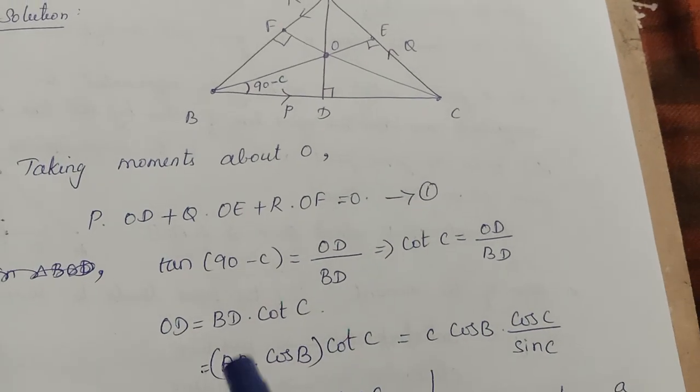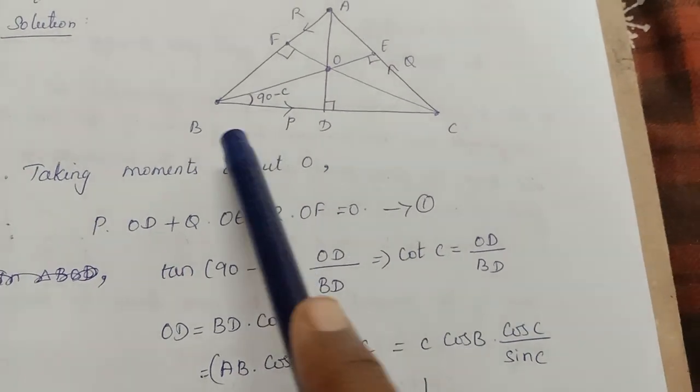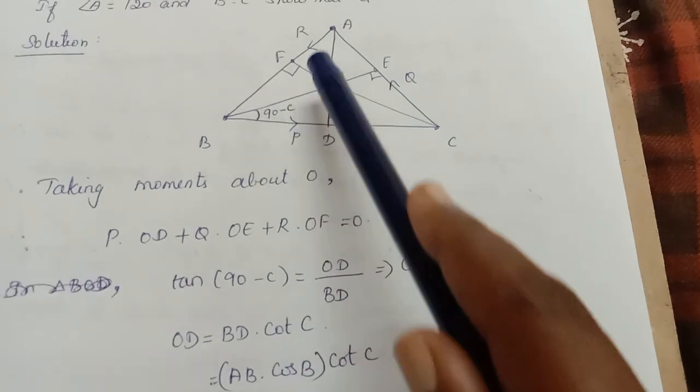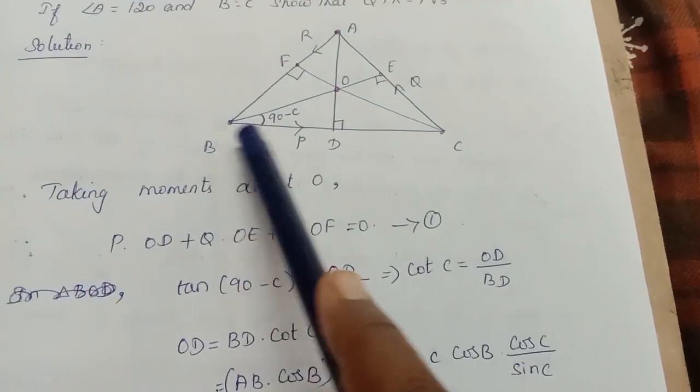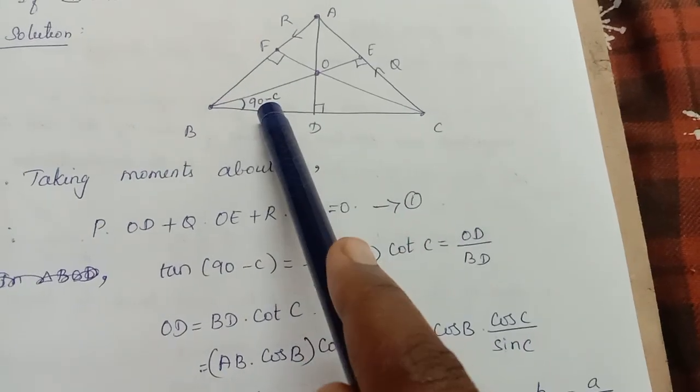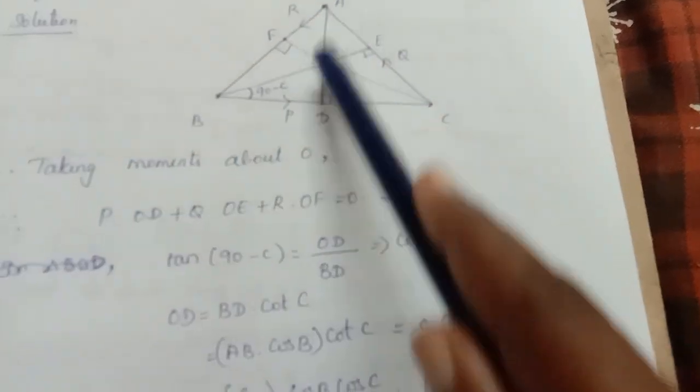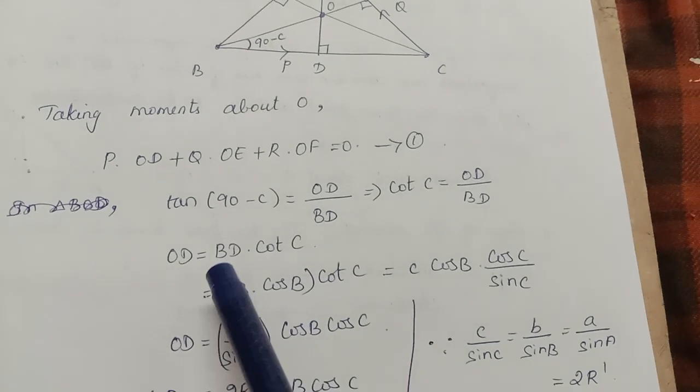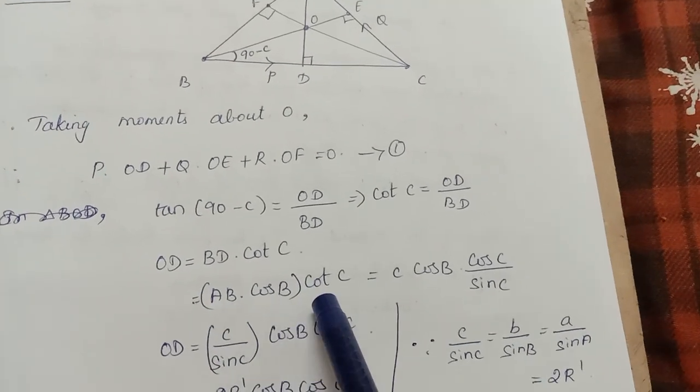Okay, right. Now we want to find what is BD. So for finding this BD, let me consider again this bigger triangle. BD is the part of this bigger triangle, no? So from here, what is cos B? Cos B equals BD by AB. So what can I write? BD equals AB cos B into cot C.